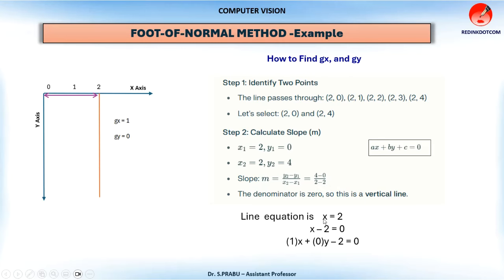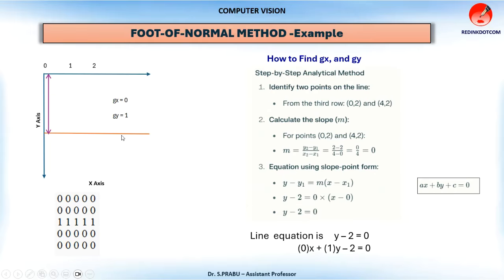So the line equation is x equal to 2. I can rewrite this equation in this format. The 2 can be brought to the left hand side, so x minus 2 equal to 0. So the x coordinate value is 1, there is no y coordinate value, and the constant value is minus 2. The coefficient of x is called gx and the coefficient of y is called gy. So gx is 1, gy is 0.